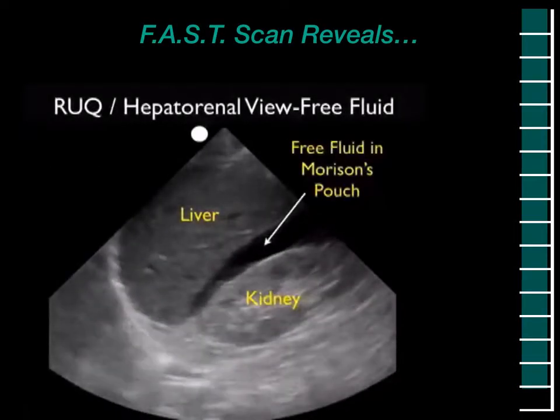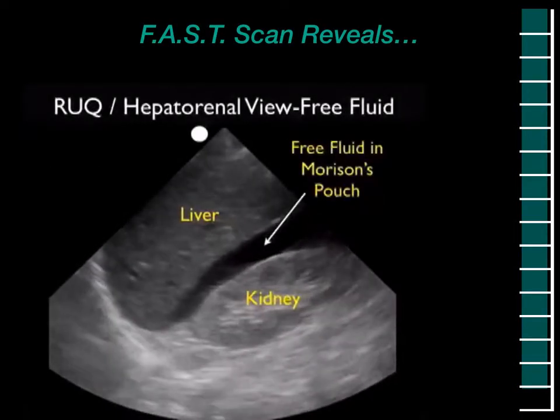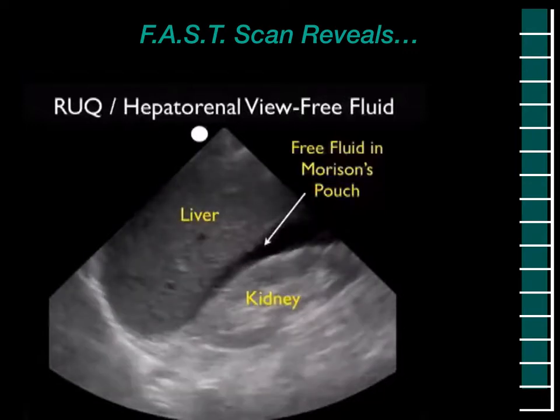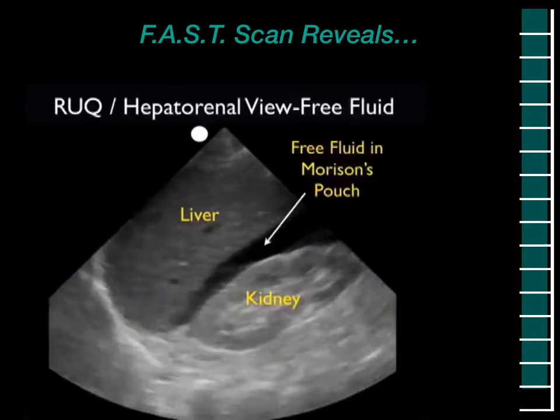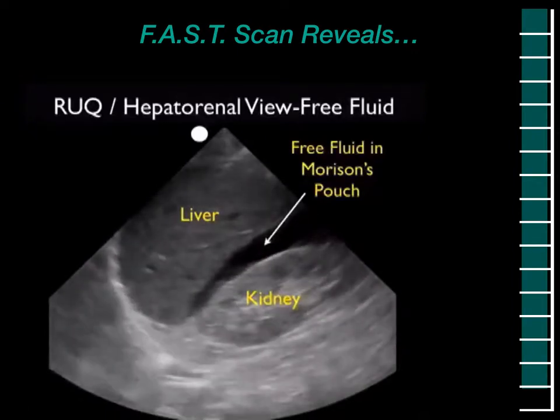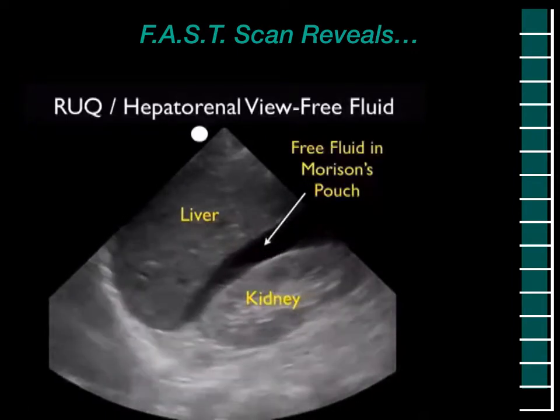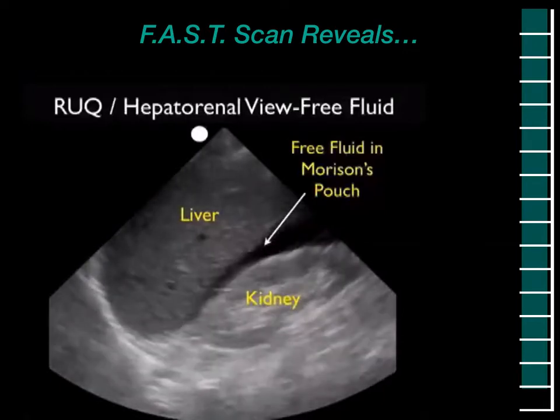As you perform the fast scan on this patient, you notice free fluid in Morrison's pouch on the right upper quadrant in between the liver and the kidney. Because of your training and practice in ultrasound, you're better able to quickly obtain images like this, interpret them, and ultimately improve your patient care.